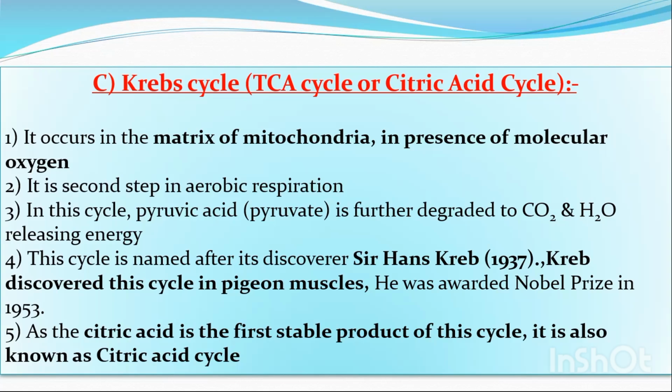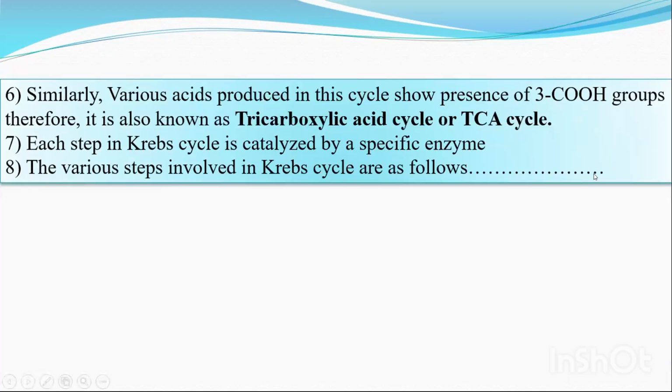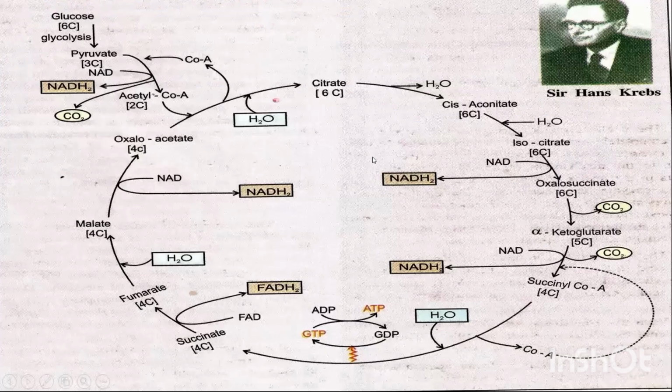As citric acid is the first stable compound of this cycle, it is also called the citric acid cycle, right? Similarly, various organic acids involved in the cycle contain 3 COOH groups, carboxylic acid groups. Therefore, it is known as the tricarboxylic acid cycle, or simply the TCA cycle. And each and every step of the Krebs cycle is controlled and catalyzed by specific enzymes. And then we'll go for the actual Krebs cycle.